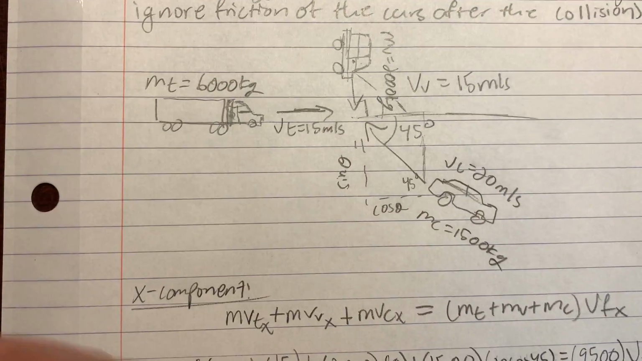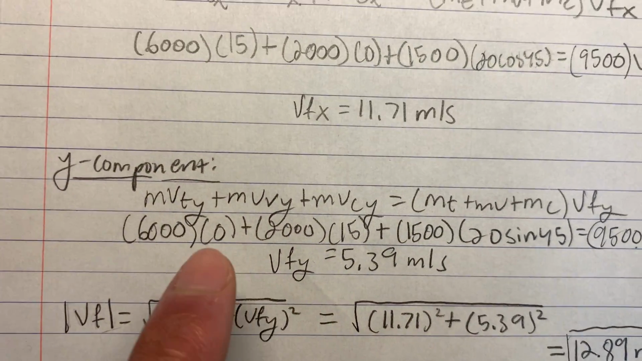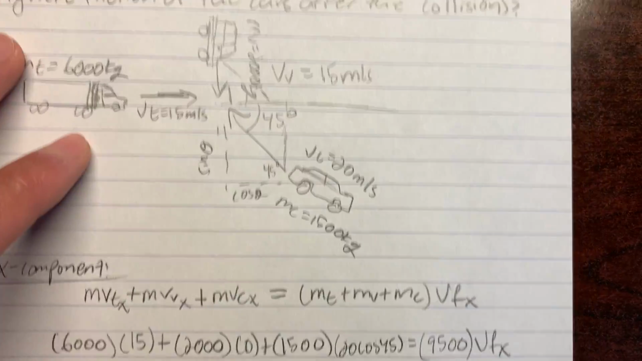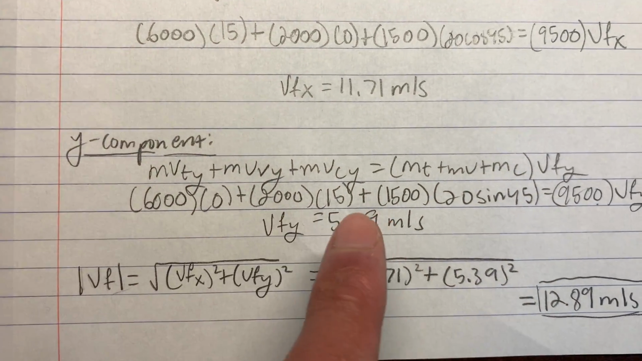But for the truck, it doesn't have a velocity in the y direction. It is only horizontal at 15 meters per second. So therefore, the y component for velocity would be 0. The van, however, has a velocity of 15 meters per second along the y-axis. So it would be 2,000 times 15.